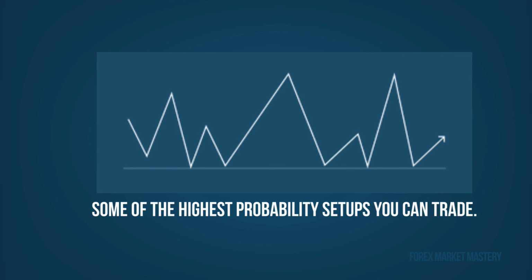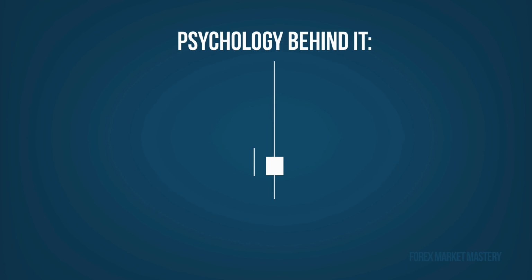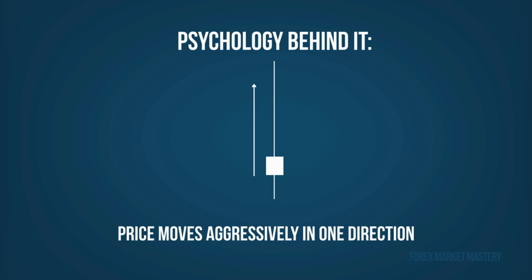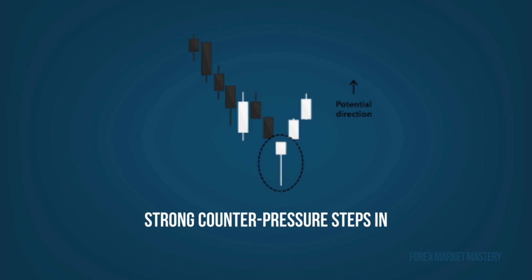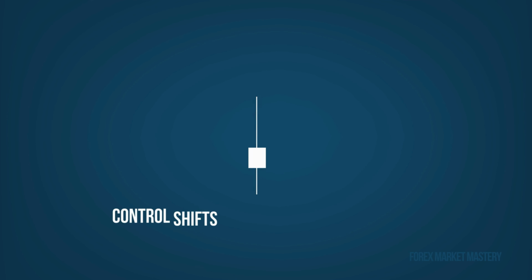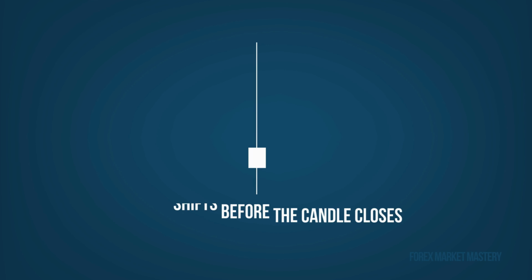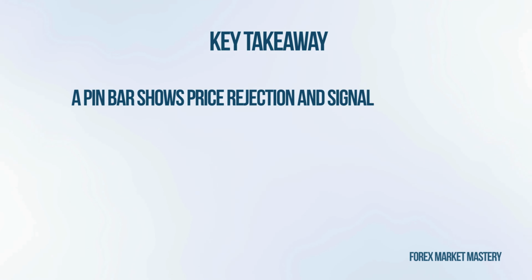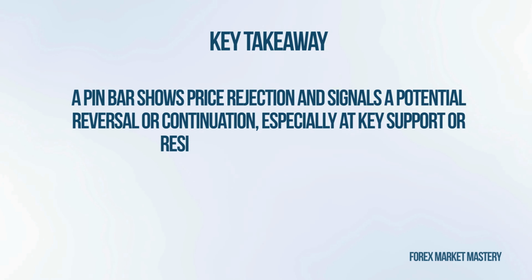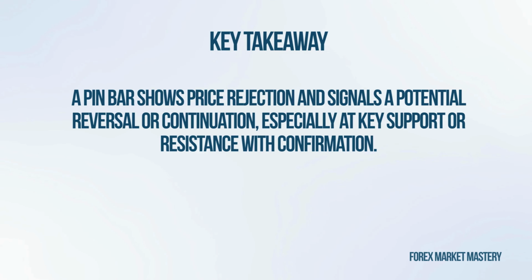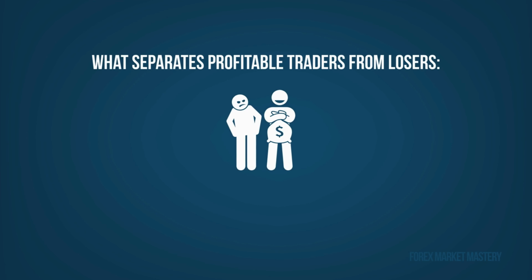setups you can trade. Psychology behind it is price moves aggressively in one direction. Traders reject that price level. Strong counterpressure steps in. Control shifts before the candle closes. Key takeaway? A pin bar shows price rejection and signals a potential reversal or continuation, especially at key support or resistance, with confirmation. But here's what separates profitable traders from losers.